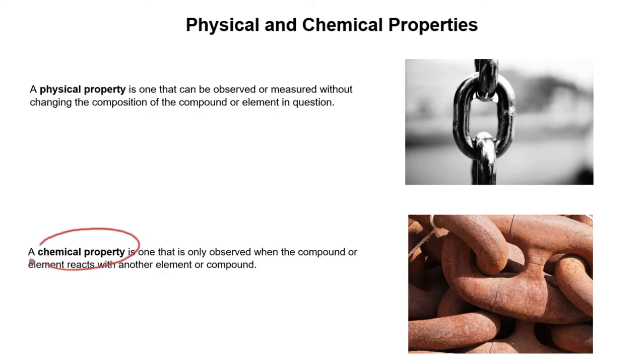A chemical property is one that can only be observed when the compound or element reacts with another compound or element. So here is another chain, but you can see it has rusted. Rusting is a chemical property of iron. It can only be seen when the iron is in contact with air and water. Other examples of chemical properties are things that are combustible or toxic.